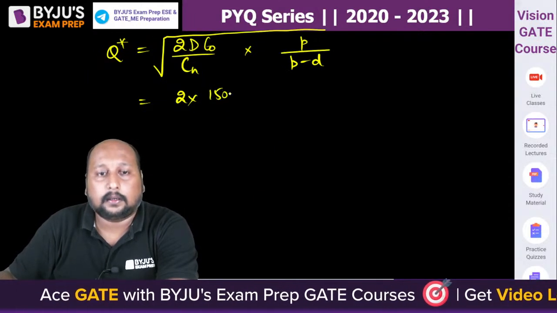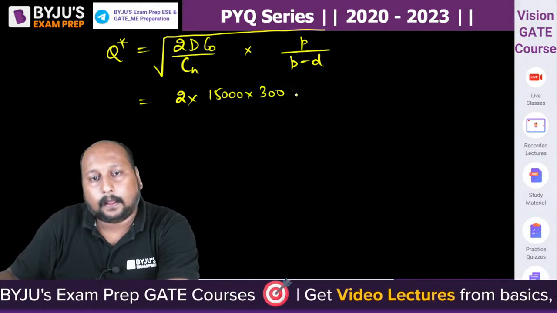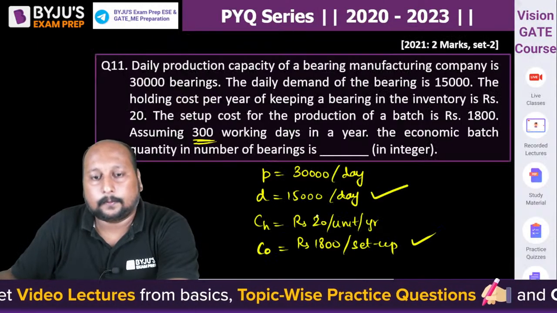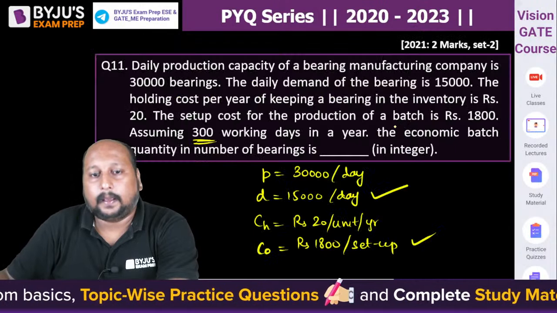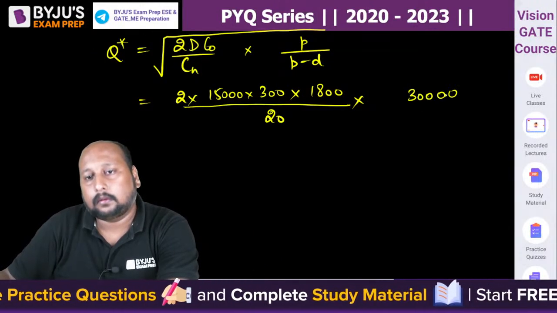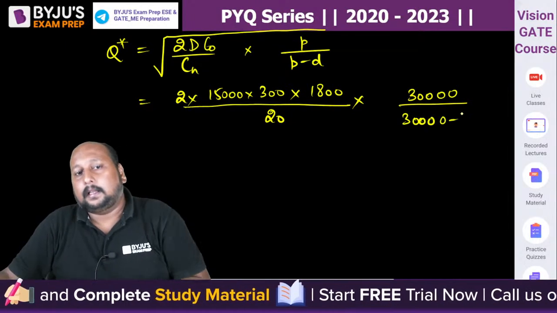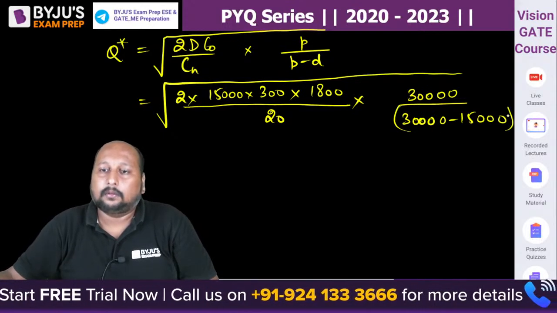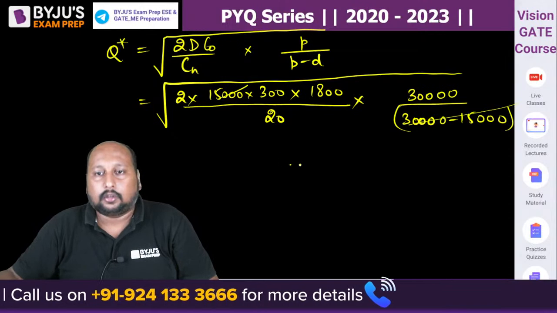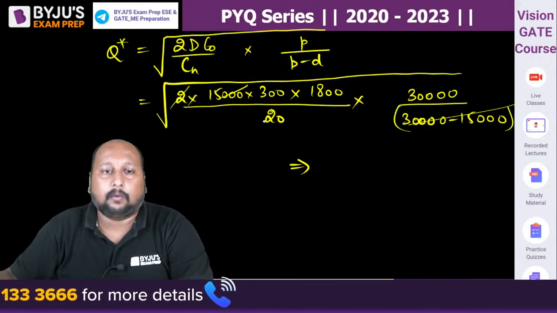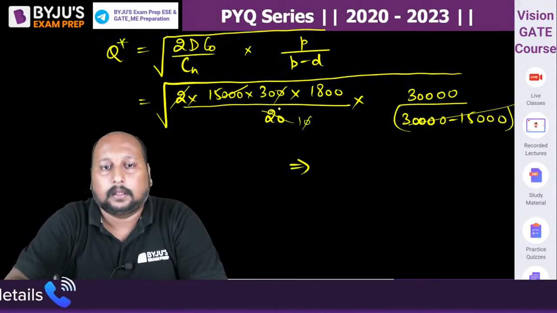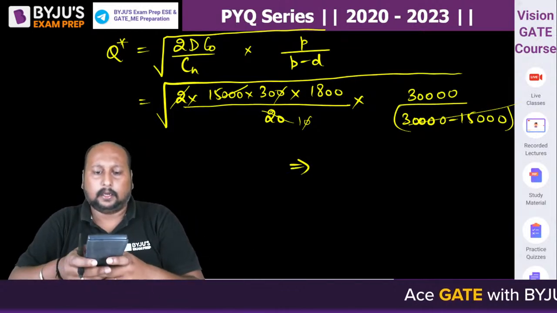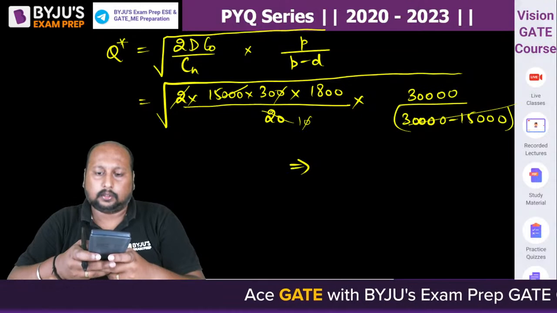So 15,000 into 300 into CO value is 1800, CH value is 20, into P is 30,000, divided by 30,000 minus 15,000. So under root of this, can we say this entire term will be cancelled out? Okay, fine. So now we have to solve it and tell me the final answer. So we are having 30 into 1800 into 1, 1, 2, 3, 4.